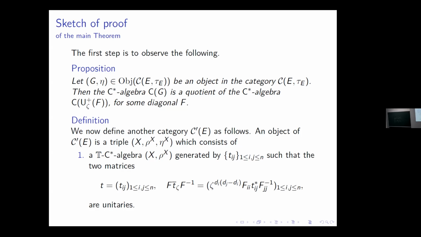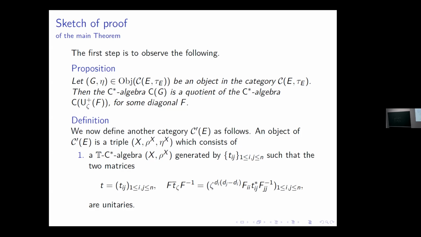C prime E consists of triples X, rho X, and eta X. Here X, rho X is a T-C*-algebra, and it is very specific. It is generated by T_ij. It is defined like this because of the previous proposition. Since C(G) is a quotient C*-algebra, u_ij goes somewhere.